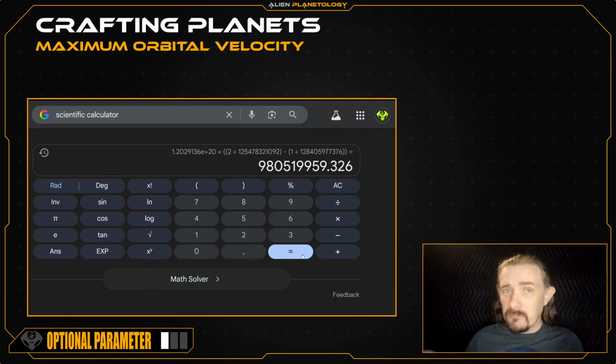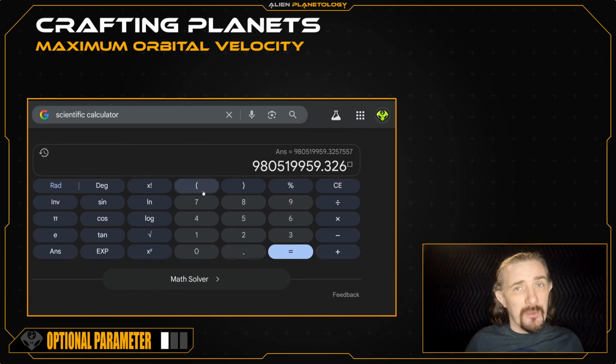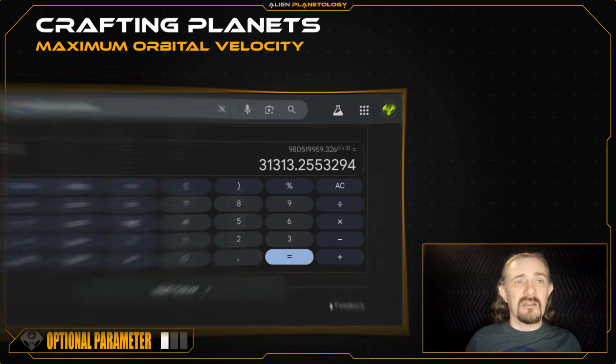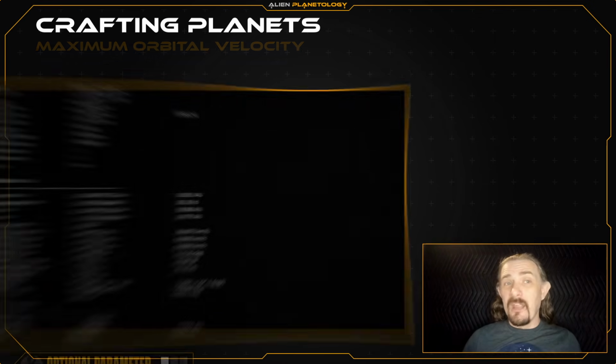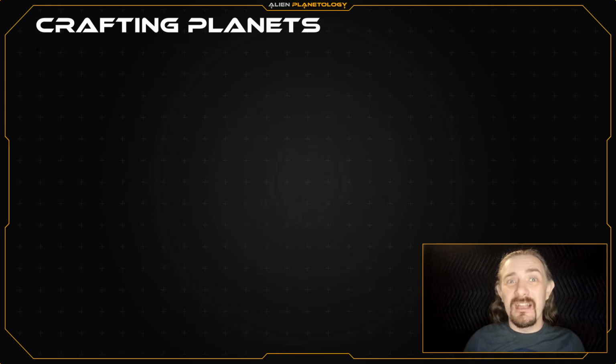Press equals, and then, as before, raise this number to the power of 1/2 to get the square root. Press equals again, and there's my planet's maximum orbital velocity. So I'm going to add that to my SAP sheet as 31,313.26 meters per second. If you made it through all that, congratulations! You now have a very detailed description of your planet's orbital characteristics.